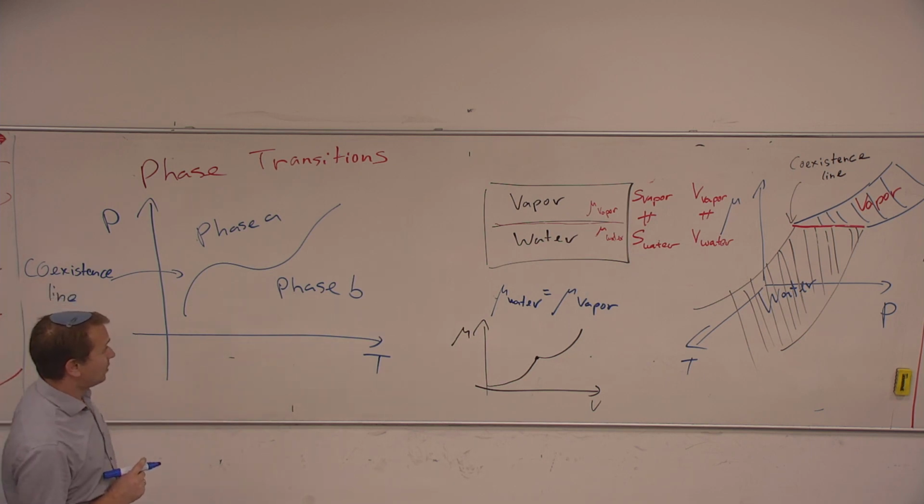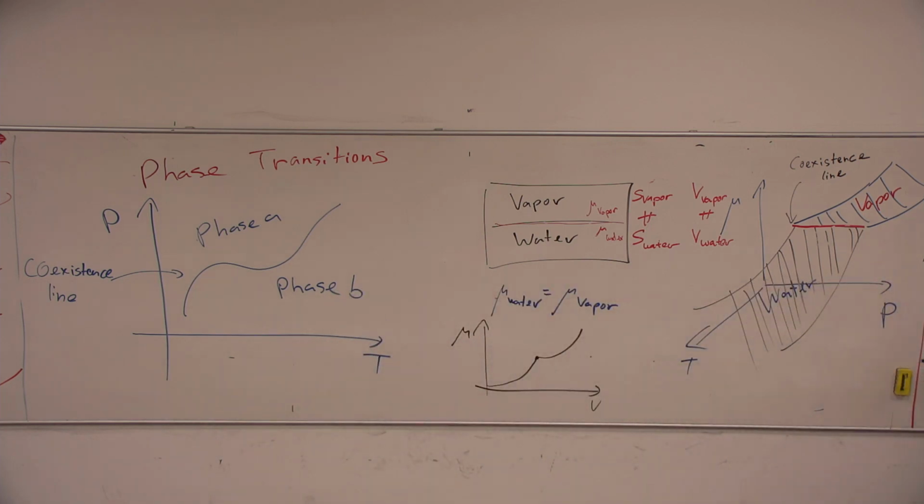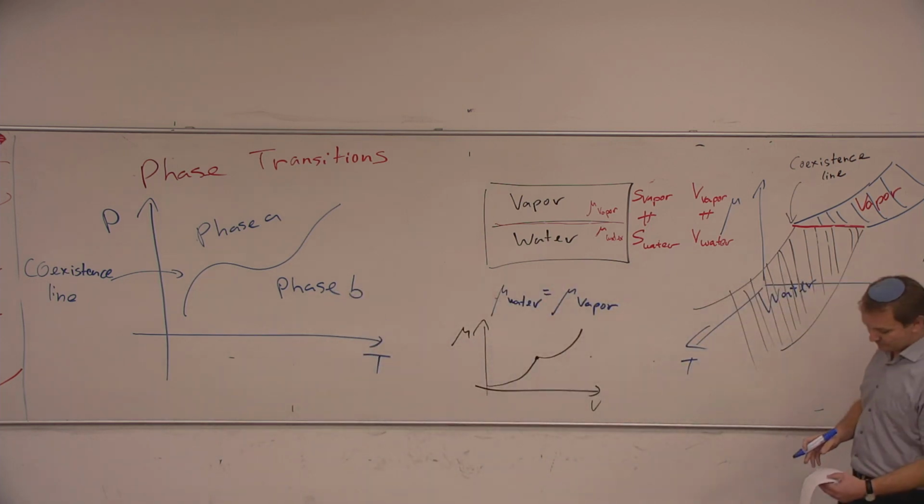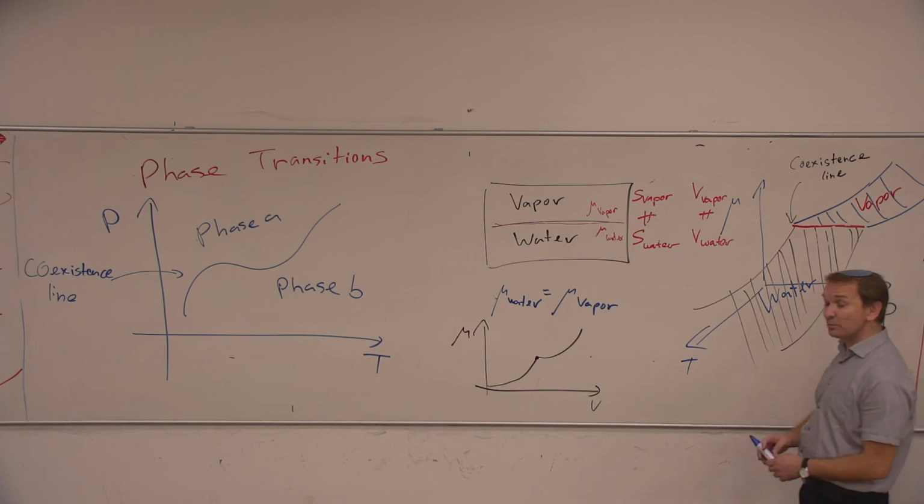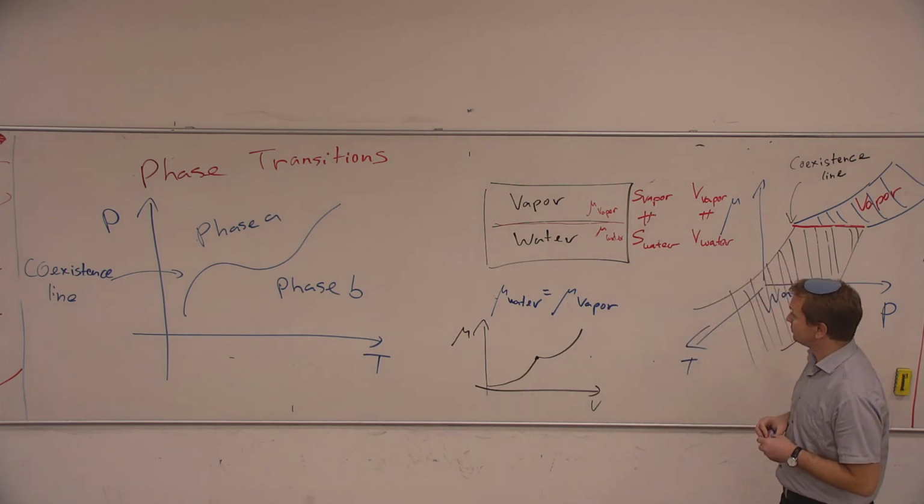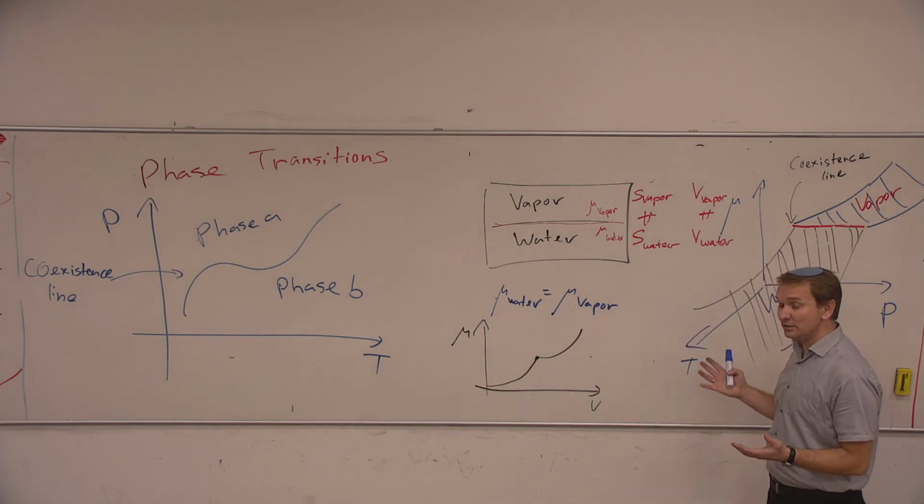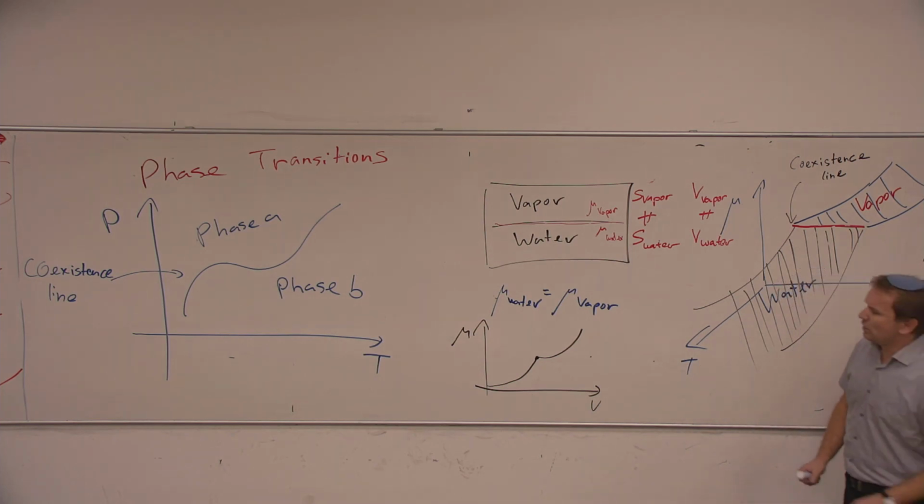Because mu is continuous. Mu is simply a constant value for both. Mu has to be continuous. This is part of our conditions. This is exactly why it's continuous.